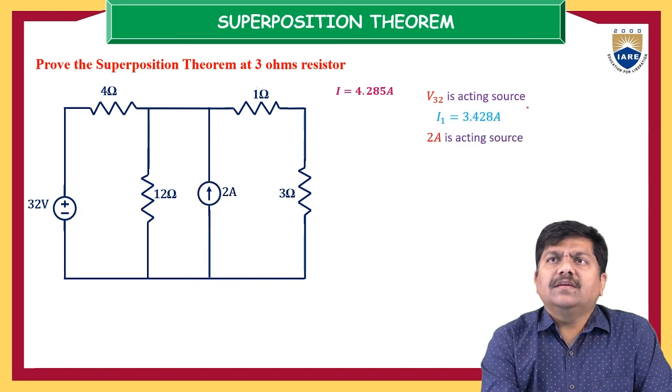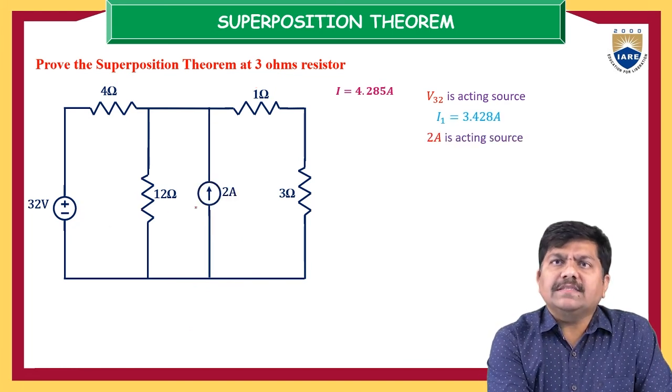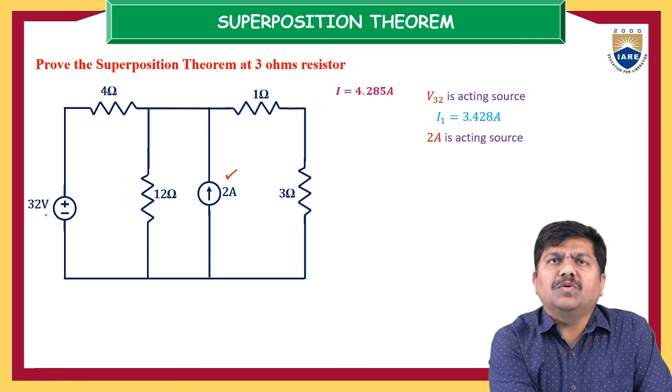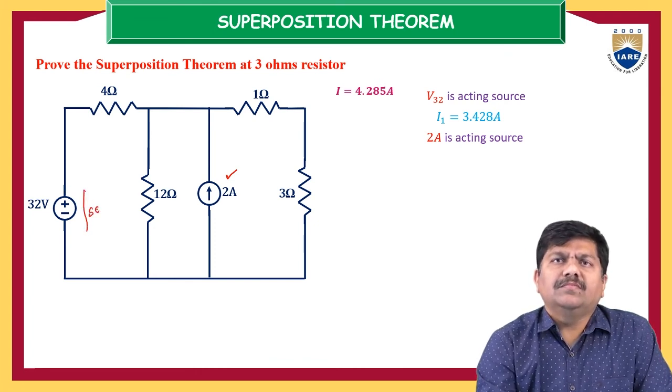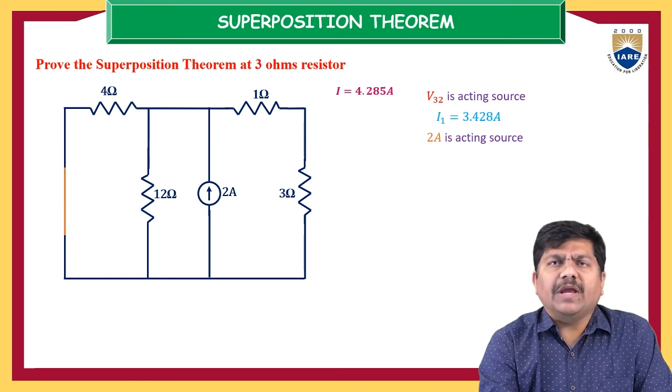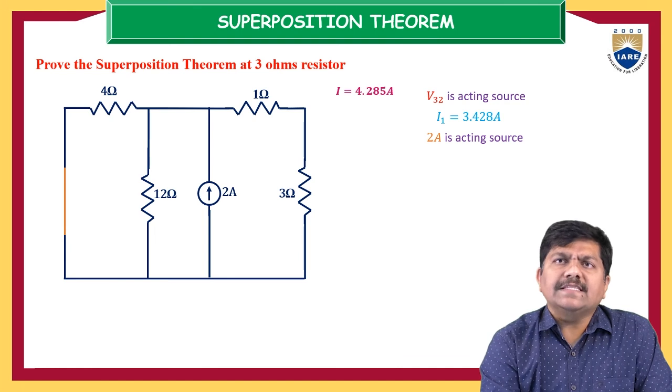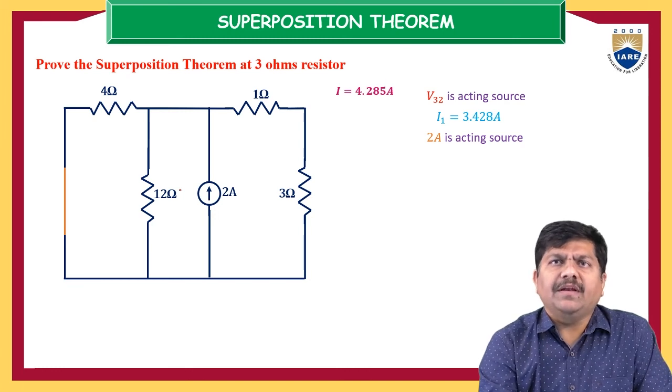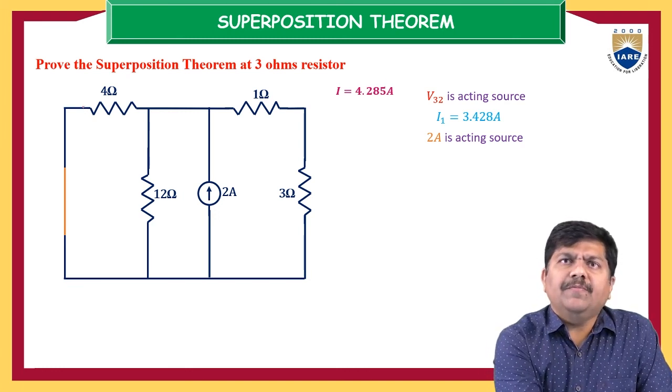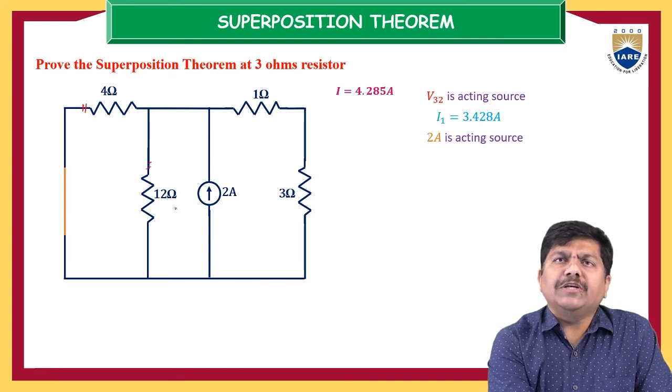And the second case is, instead of 32 volts, let us add the 2 amps current source. Now let us make the 32 volts source inoperative. How can you make the 32 volts voltage source inoperative? By short circuiting across these terminals. We have short circuited here, because in this case I assume the 2 amps current source is active. So another voltage source is short circuited. Then this 4 ohm resistor and this 12 ohm resistor come in parallel to each other. The equivalent of 4 and 12 is 4 into 12 by 4 plus 12, which is the 3 ohm resistor.